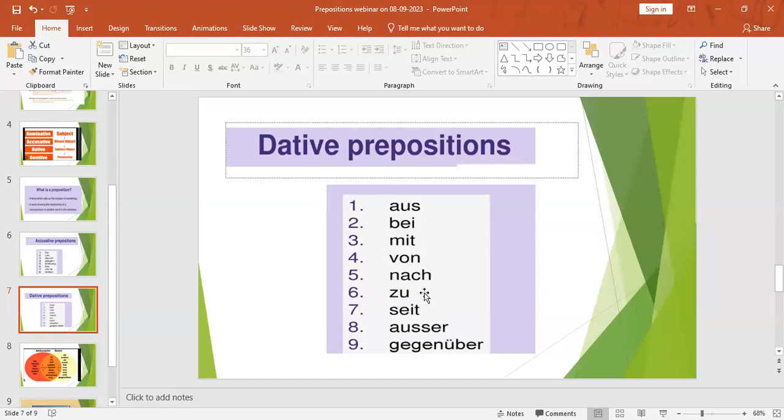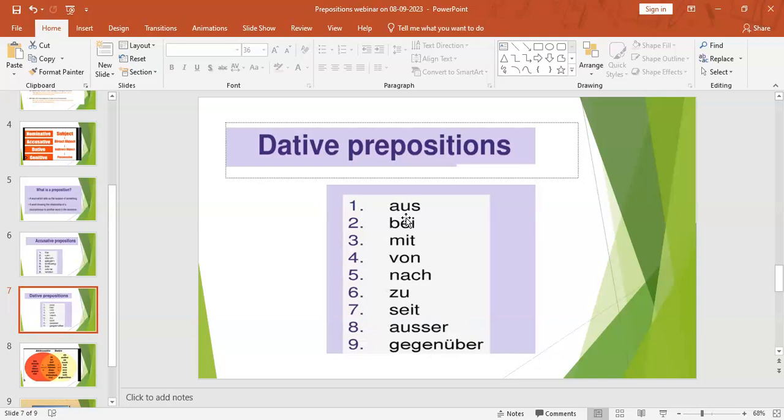Zu means like to. Seit means since. Außer means except. Gegenüber means opposite. For example, if you want to mention a place opposite to the church or the university: mein Haus ist gegenüber der Kirche. So my house is opposite to the church. Like that, you can use this particular preposition gegenüber.